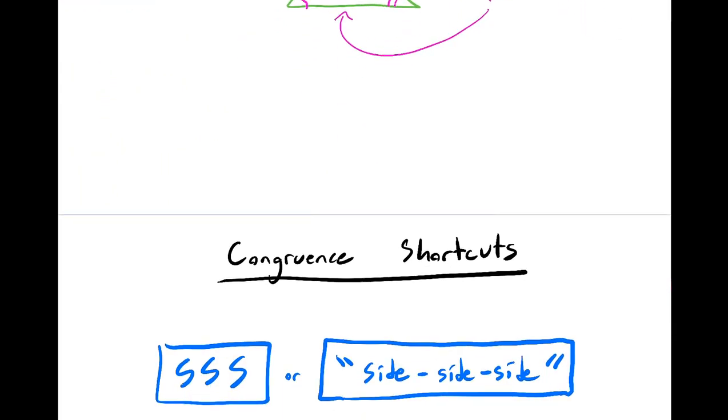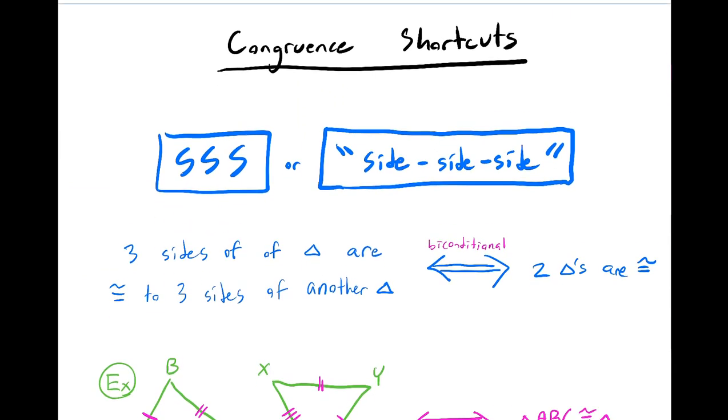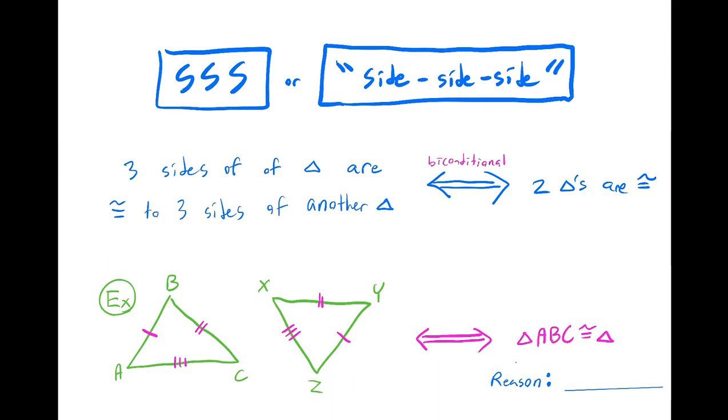Okay, let's go. So first congruent shortcut, side, side, side. So if all three sides of one triangle match all three sides of another triangle, then biconditional, if and only if, that means the two triangles are congruent. Okay, so if triangles are congruent, then all three sides match, of course. But if three sides match, we know nothing about the angles, it is sufficient to know that now we know the triangles are congruent, okay?